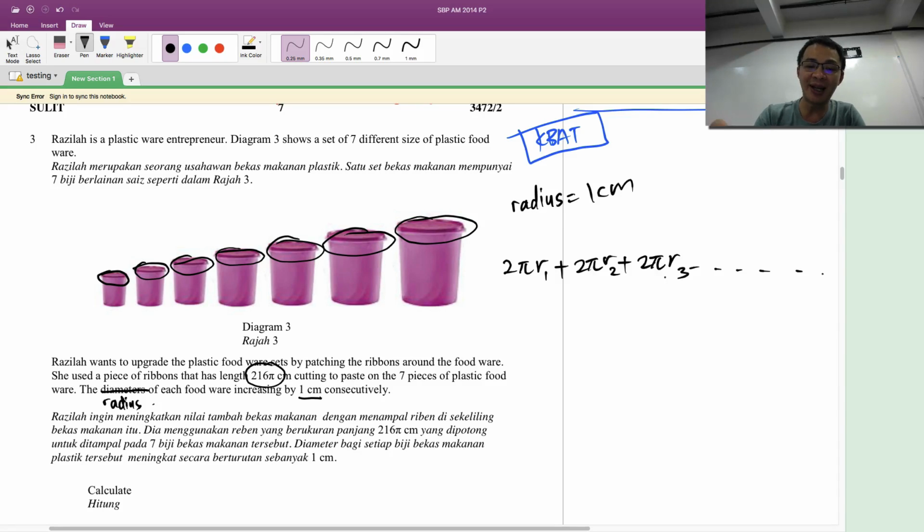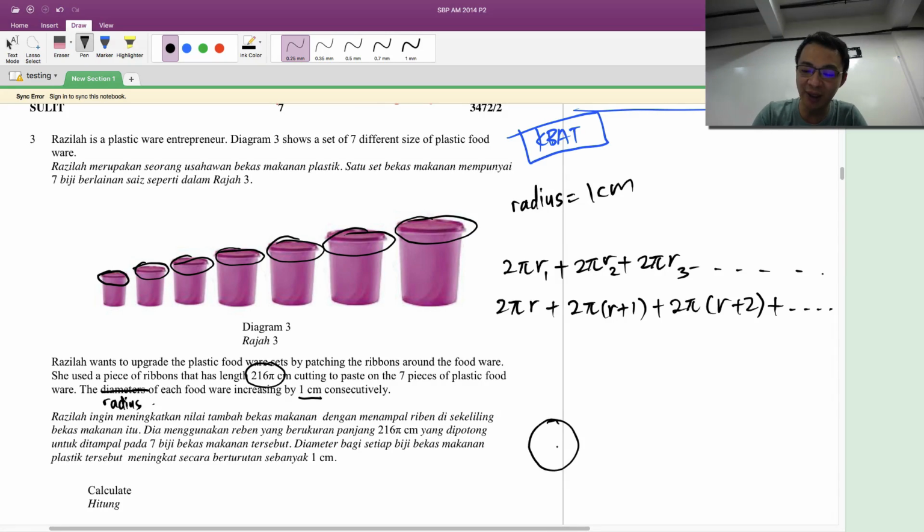But I understand something: if the radius of each footwear increases by 1 centimeter, it means if the first one is 2 pi r, the second one is 2 pi (r plus 1). Because the radius increases by 1 centimeter. The next one increases 1 centimeter again, so my radius is r plus 2, and so on. Okay, so far so good. Basically it's like this.